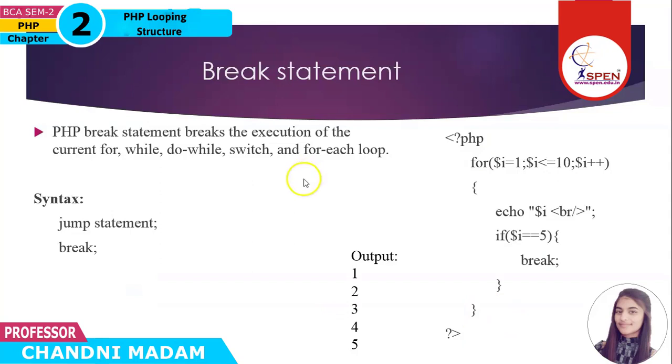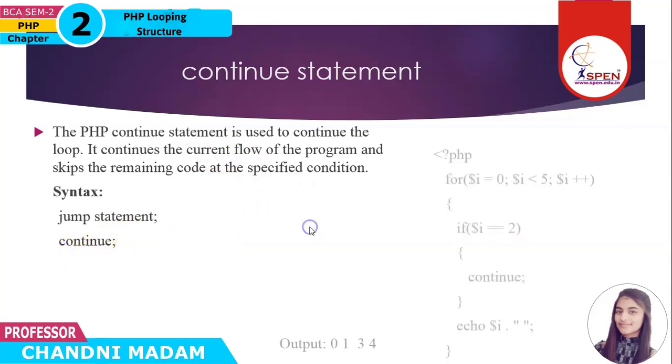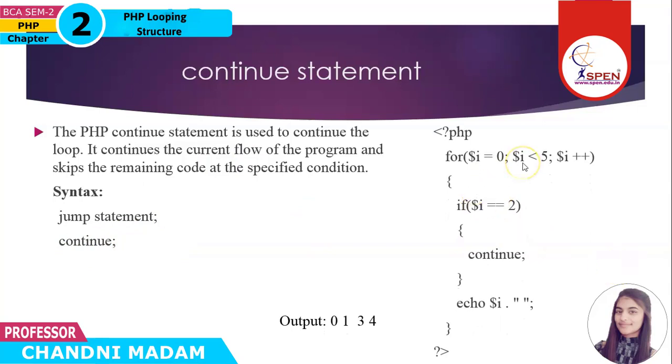So the next is continue. Sometimes a situation arises when we want to take the control to the beginning of the loop and skip the rest of the statements inside the loop. In that situation we use continue. Here is the syntax. We just use the continue keyword. Let us see the example to better understand.